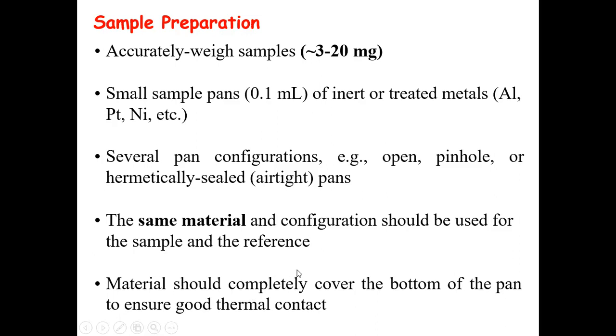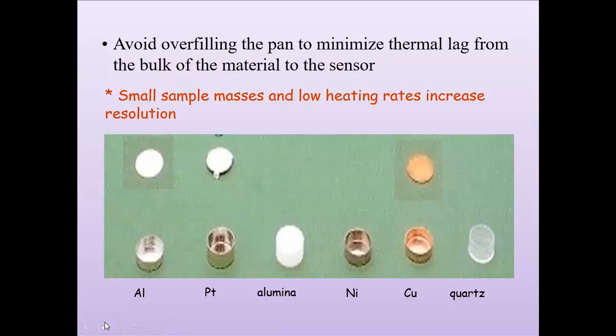Another important precaution to be taken: whatever material you are using in the transition under study, you should have complete contact with the pan so that it will have good thermal contact. That is another important thing to be remembered here. Then you should avoid overfilling the pan to minimize the thermal lag from the bulk of the material to the sensor. Our sample size is very small, that is 3 to almost 20 mg. Beyond that range, it should not be filled with your sample.